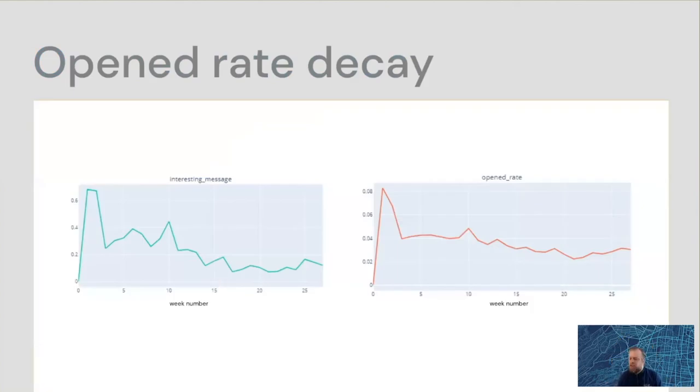So this is EDA part two. There are two diagrams. One is the opening rate of the notification, and the other one is what we call an interesting message. An interesting message is one that is on time and read. And when you look from the start, which is January, to June, on the right, there's a decay in the opening rate and also in what we call an interesting message. So we have to look at it a little bit closer.